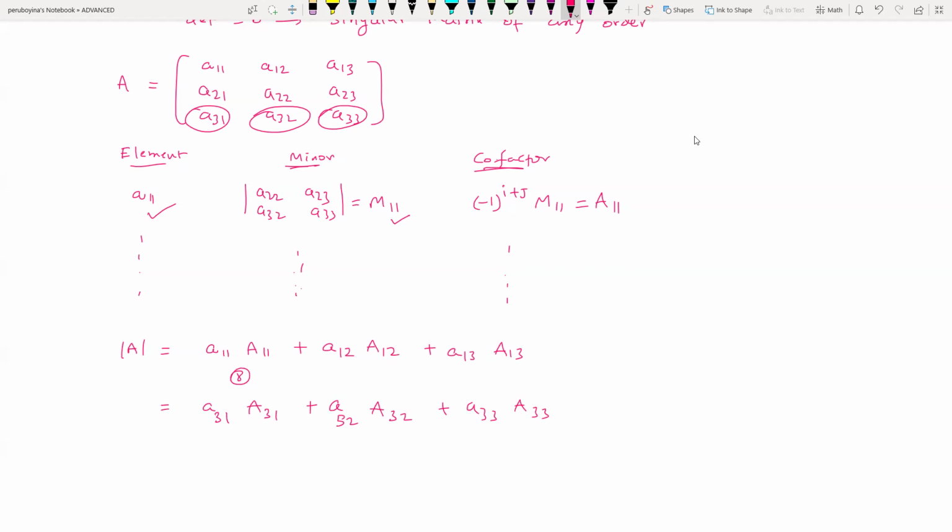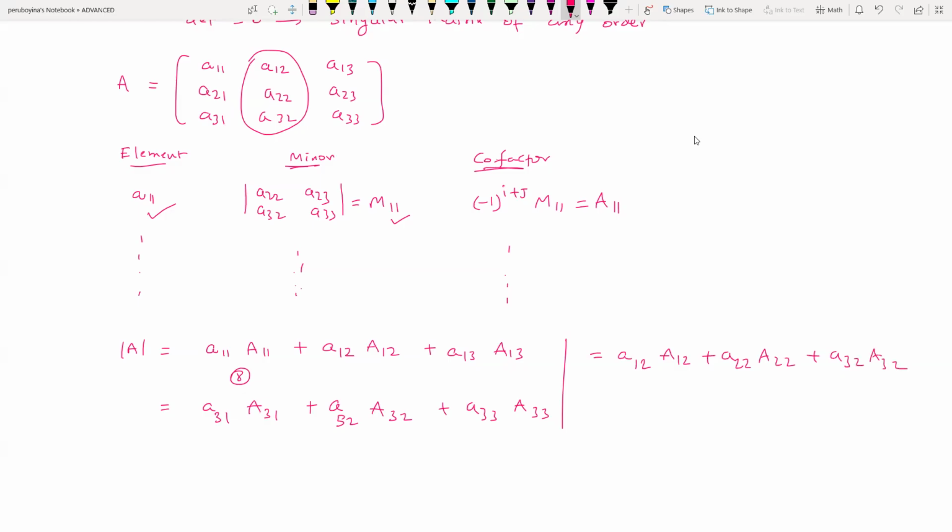And you can try the remaining permutations, like using columns also you can define the same thing. For example, I will show you how to do that with the second column. Take the second column elements, highlighted by the round marking. A12 is the first element, and write down capital A12 next, then A22 and capital A22, and A32 and capital A32.